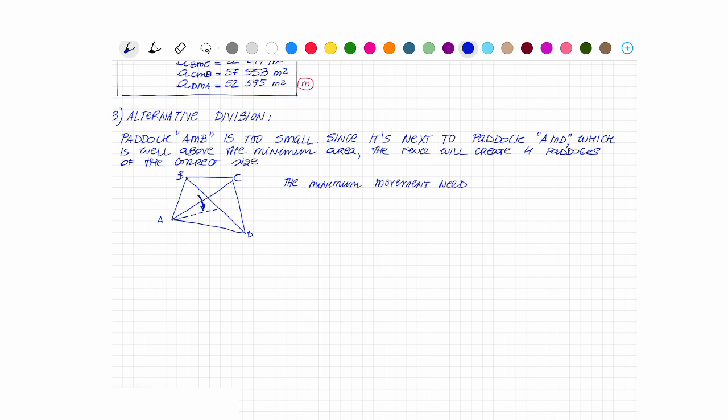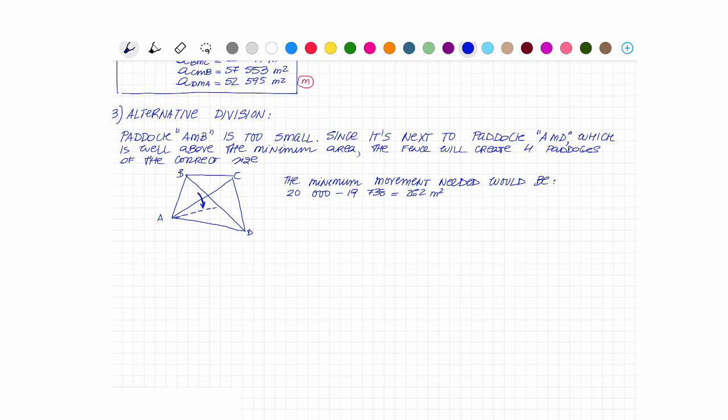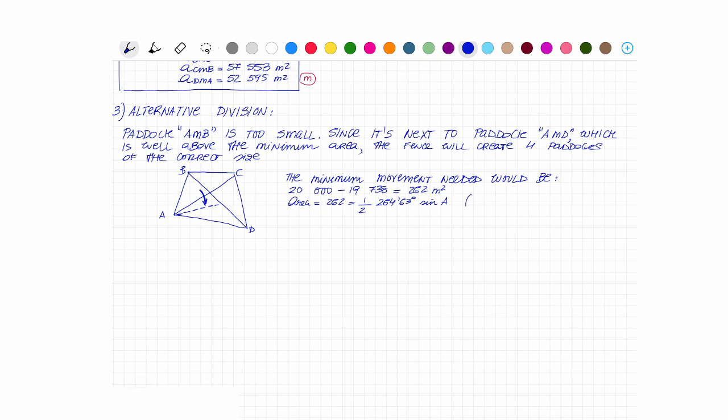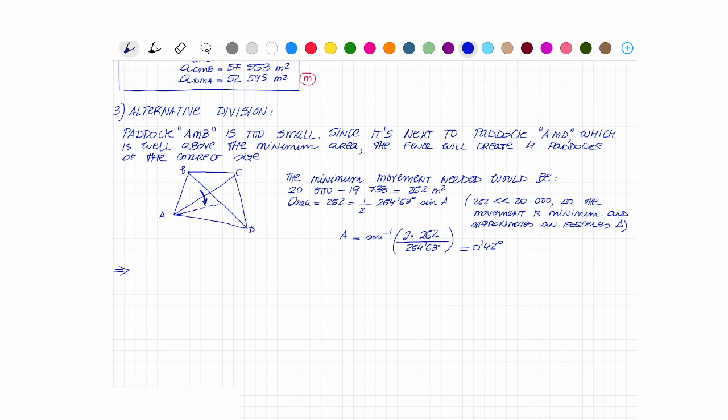Anyway, I found the area that I need to give to paddock A and B to make that 20,000 square meters. That's just 262 square meters. I know the formula for the area of a triangle. I'm going to use it and say that both sides are the length of that half fence between them, AM. And if I make an assumption, I explain it. With this tiny area, it's almost an isosceles triangle. So then I rearrange, get a value. I need to make the final statement, so I just put that in a sentence.